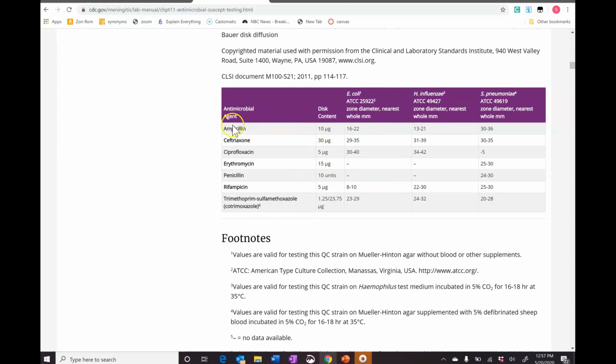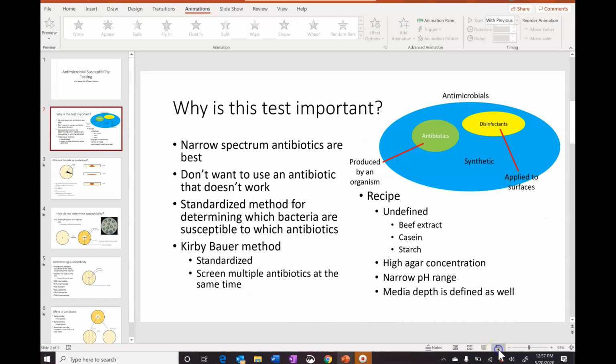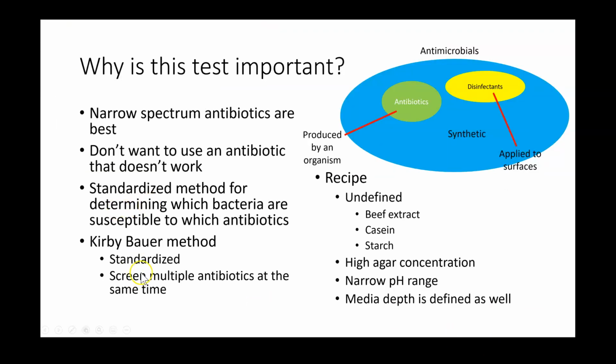So you can see here are the different antimicrobials. This is the concentration of that antimicrobial that's in the disc, and then they give you those zone standards. E. coli, I think, is the standard. This is what you can compare against. It's a positive control for each of these antimicrobials. Okay. Let's go back here. And so it's standardized.